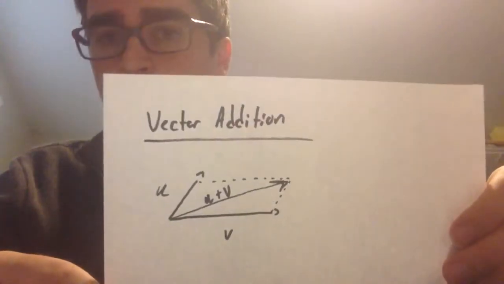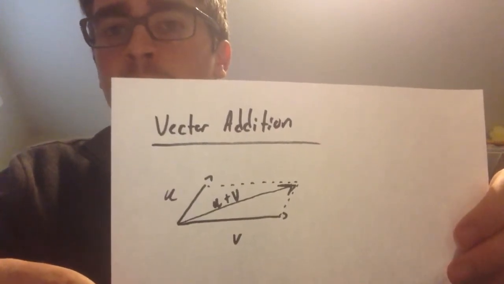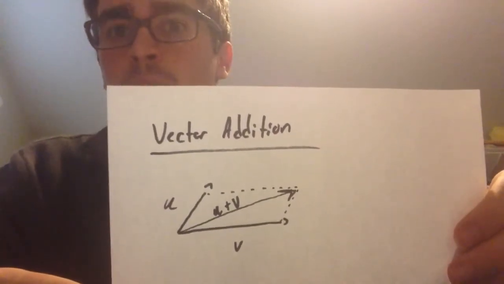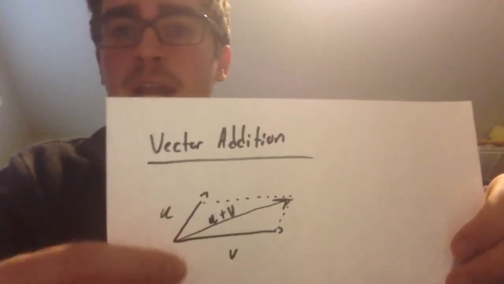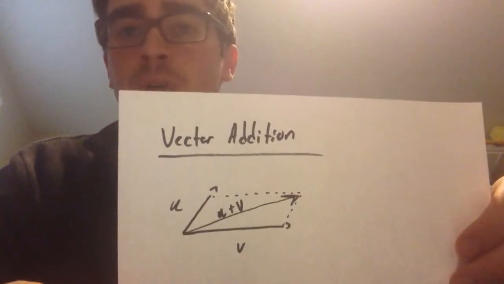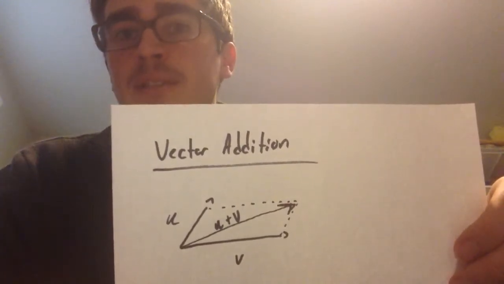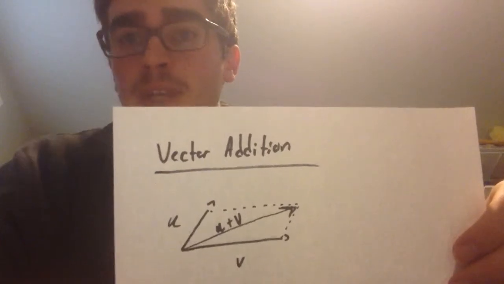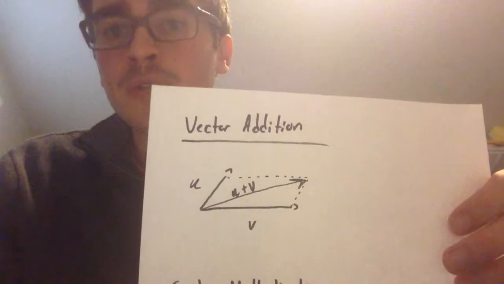So this first one is vector addition. We have two vectors, u and v. And let's keep in mind that a vector is really anything with magnitude and direction. It's just best represented as an arrow. So take, for instance, driving a car. Say you're driving 10 miles an hour east. The 10 miles an hour is the magnitude. East is the direction. So here we're just going to use arrows again.